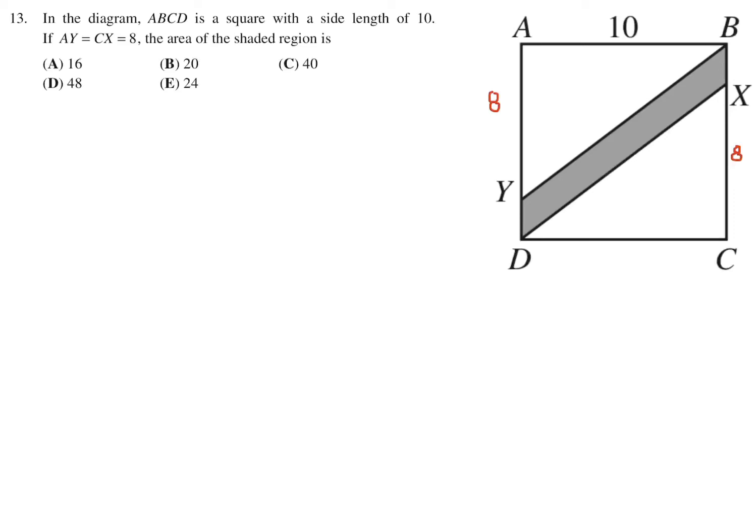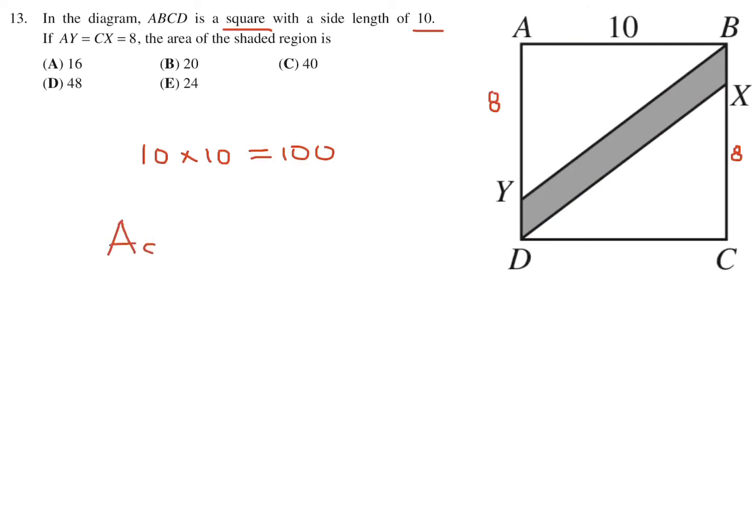Now, we are told that ABCD is a square of side length 10. So the entire figure is a square of length 10, so its area will be 10 times 10, which is 100. So if we can subtract these triangles from that big square, we can get the area of what's left over, which is the shaded region.